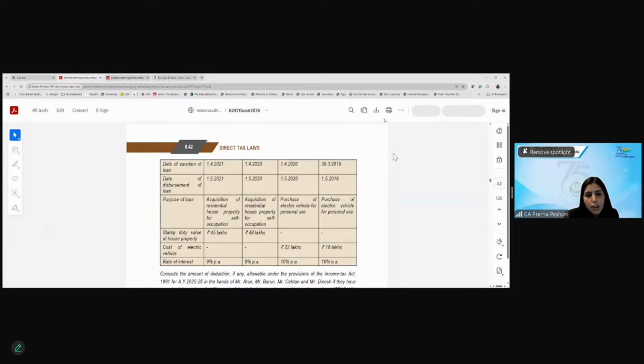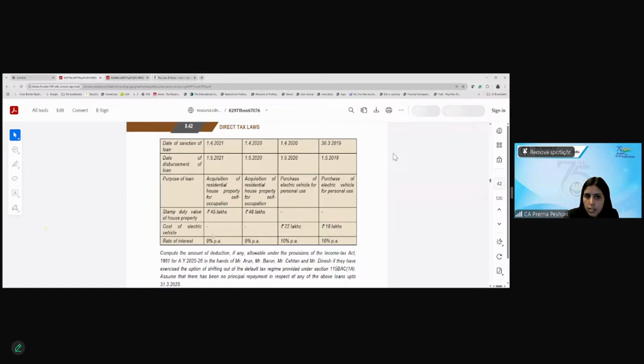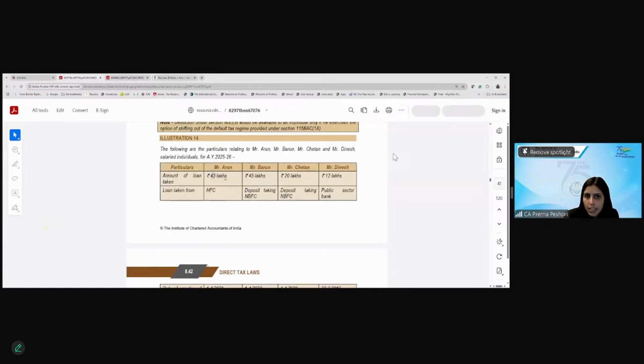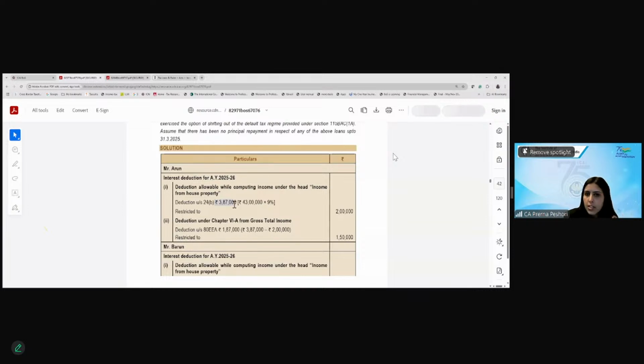So in this case, first 43 lakh into 9% is my rate of interest, right? And the loan is 43 lakh. So I will also get the deduction under 24B for the self-occupied property, which will be restricted to 2 lakh rupees, right? So this is restricted.